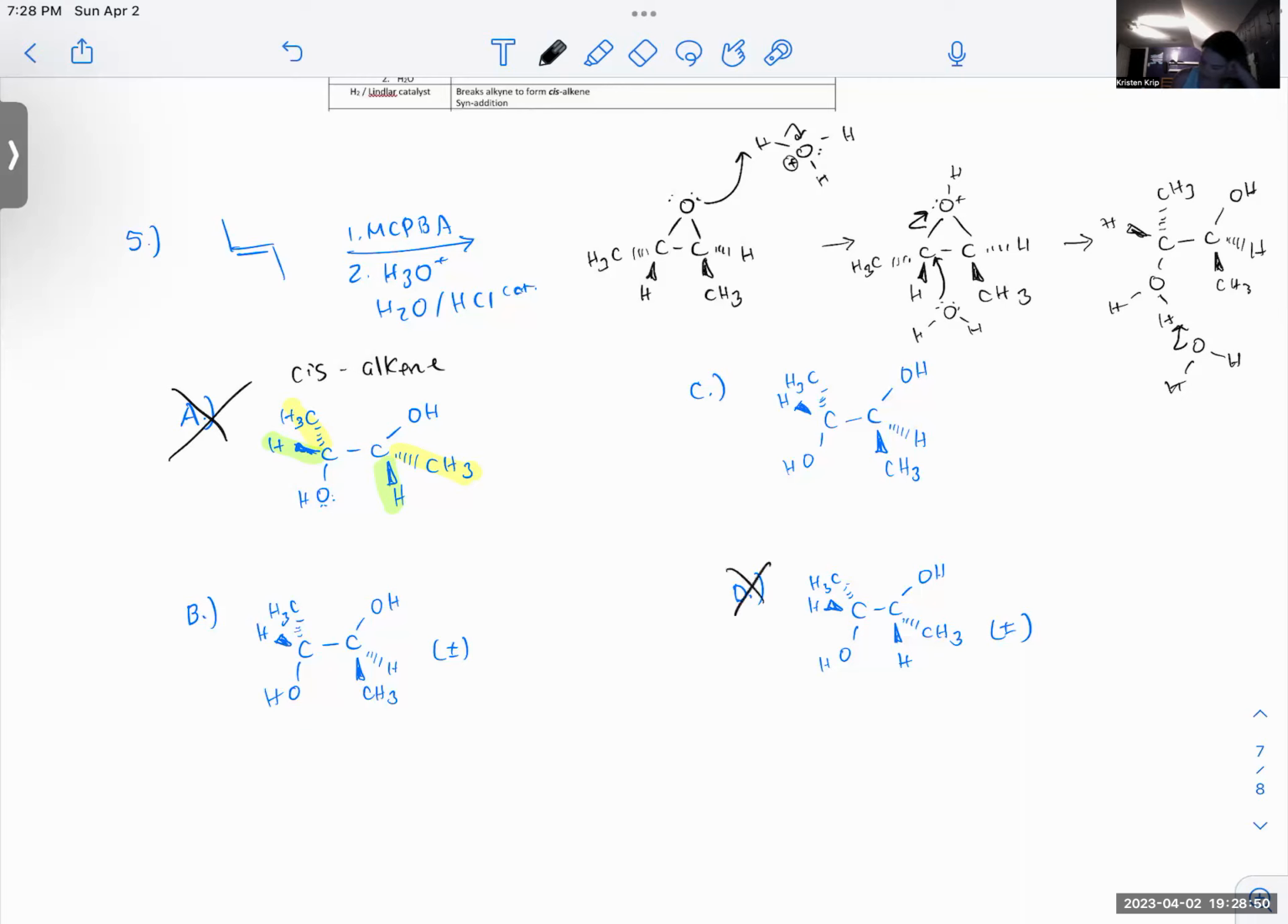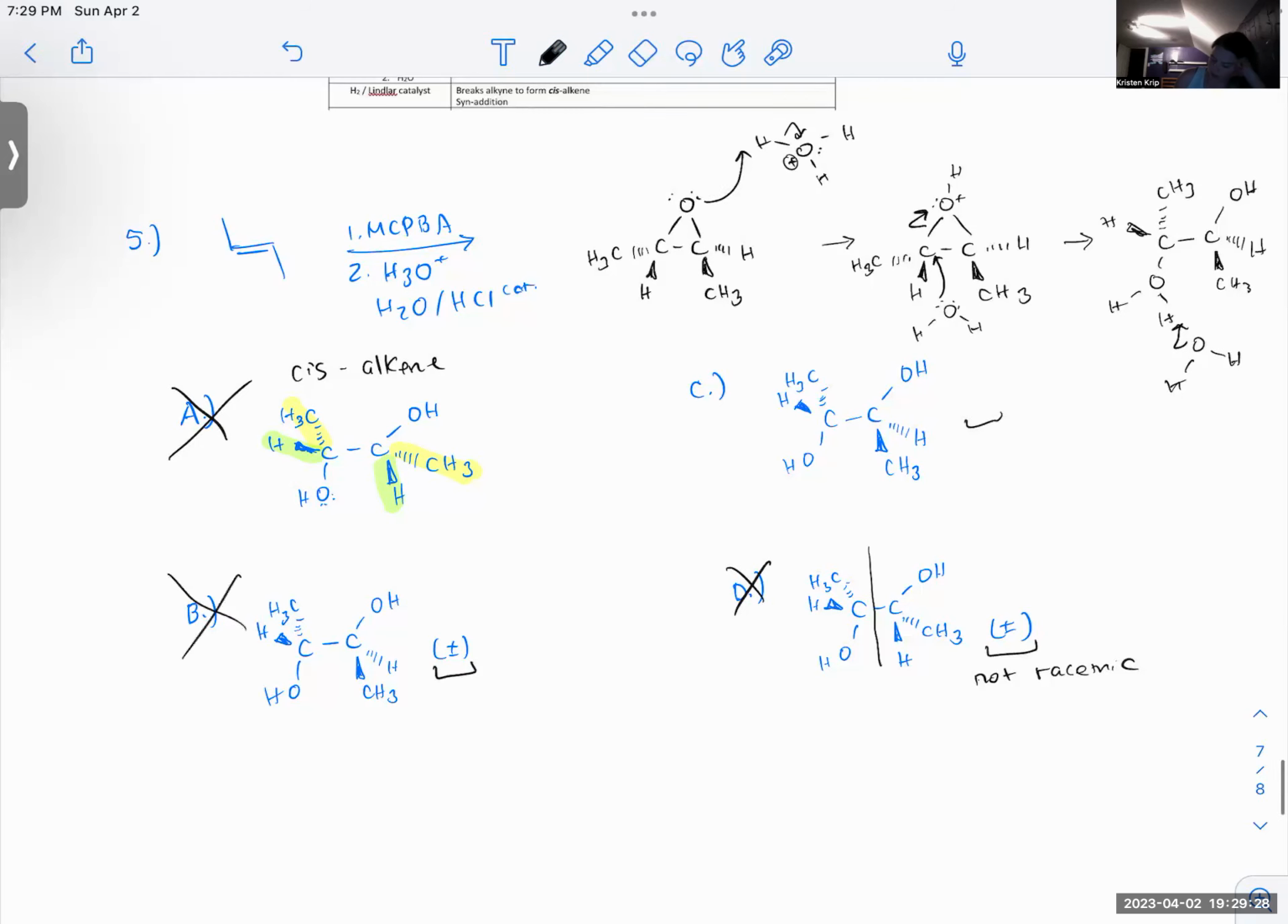And then same problem for D. And then with the plus minus, it's a meso compound, right? So it's actually not chiral because of that. So you can't actually form, so it's not going to be racemic. Right? So we've eliminated those two, but then we're down to, well, this says it's racemic and this one is not. So it would be C.